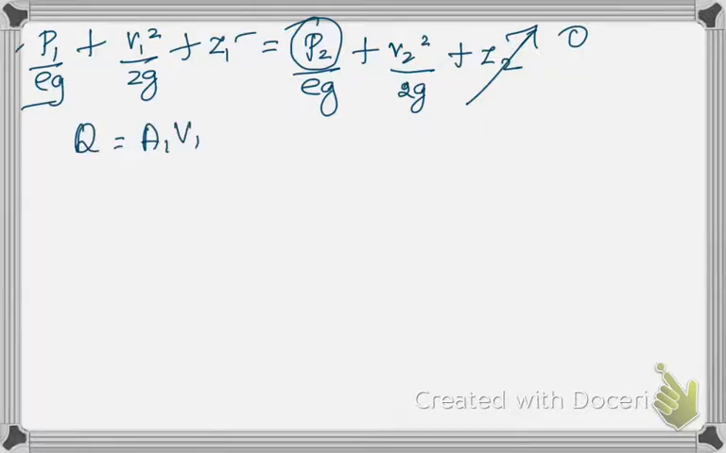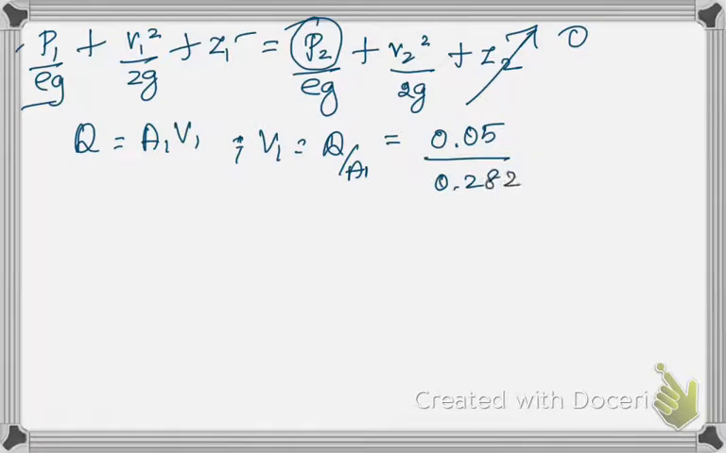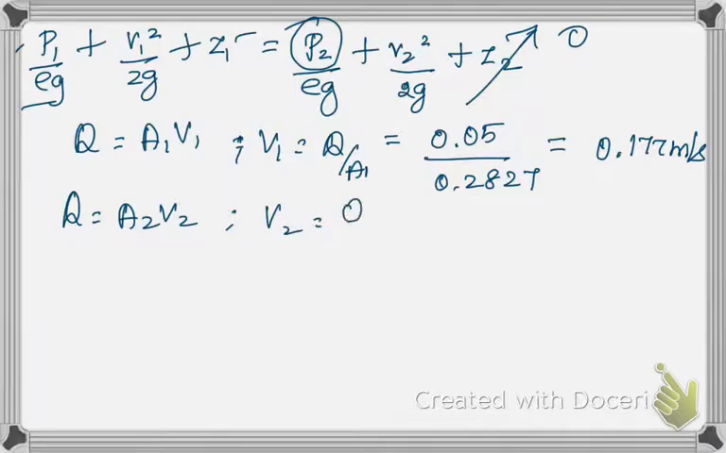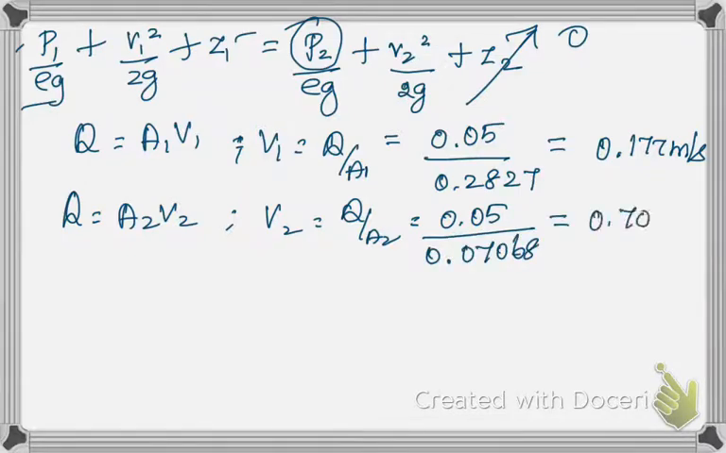Q is equal to A1 V1, so V1 is equal to Q by A1. The Q value is known, which is 0.05, and the A1 value is 0.2827, so V1 is equal to 0.177 meter per second. Similarly, Q is equal to A2 V2, so V2 is equal to Q by A2, which is 0.05 divided by 0.07068, equal to 0.707 meter per second. So all the values are known to me.